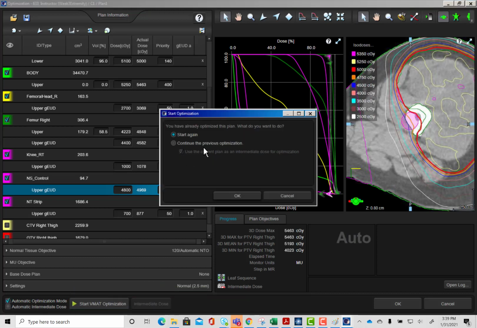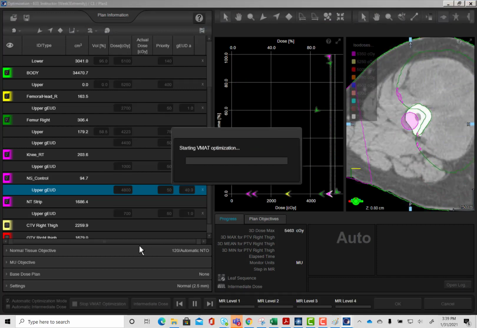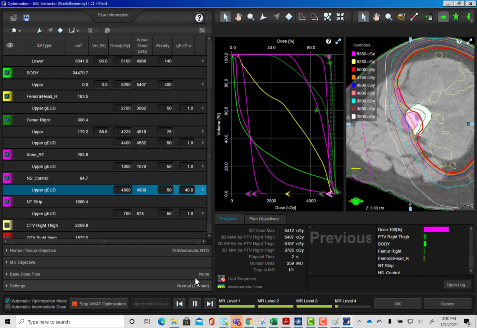Click start. I do not want to start over. I want to keep this and continue running it. So we're going to continue the previous optimization. Click OK. It's going to restart in level 4. So what I'm going to do is use my back arrow to back it up at least to level 3, depending on what things look like, maybe even level 2. I backed it up.